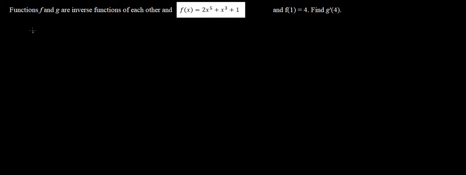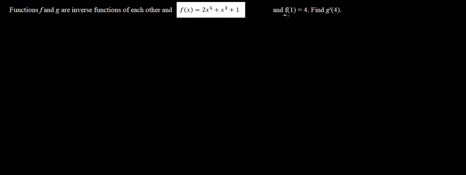In this video, we're going to work on an example regarding finding the derivatives of inverse functions. We're told that functions f and g are inverse functions of each other, and we're given that f of x is 2x to the 5th plus x cubed plus 1. We're also reminded that f of 1 equals 4.